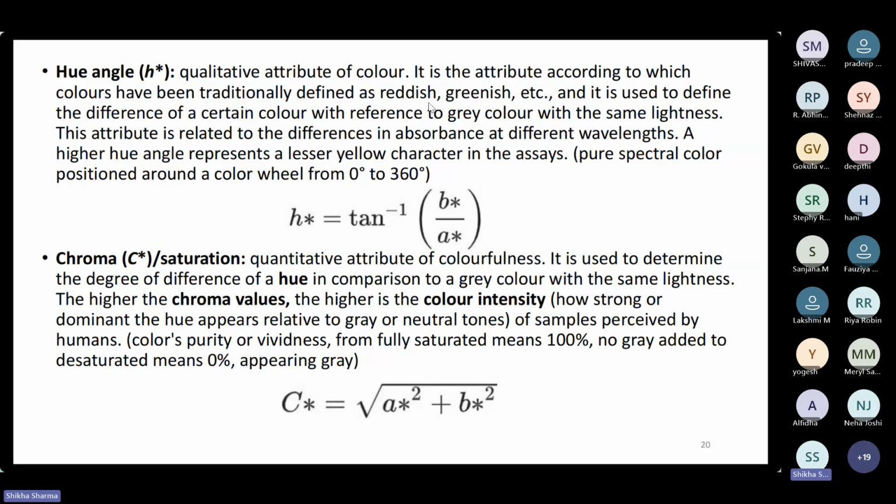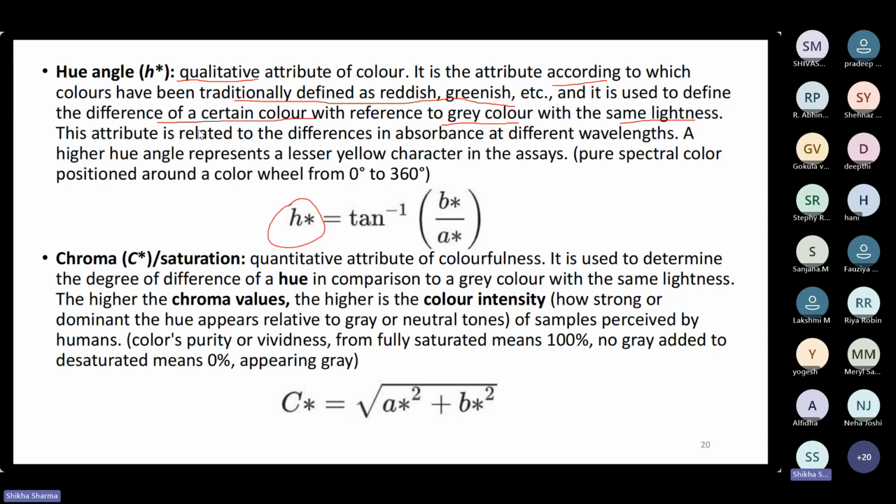So hue angle is basically the qualitative attribute of the color. It is the attribute according to which the color has been defined as reddish or greenish, and it is basically used to define the difference of a certain color with reference to the gray color with the same lightness. So hue we represent as tan inverse b star by a star.